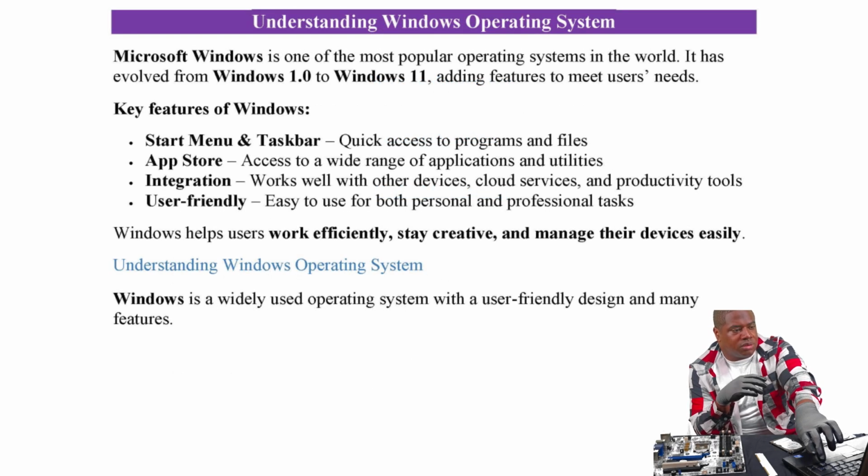Understanding the Windows operating system. Microsoft Windows is one of the most popular operating systems in the world, naturally, because it's very easy to use. It has evolved from Windows 1.0, which I never used, I'm too young, to Windows 11, adding features to meet user needs. I've only used Windows XP. Some people still use Windows XP because there's software that is still being used on Windows. They haven't been updated. Some factories still use them because the software for some of these things hasn't been upgraded.